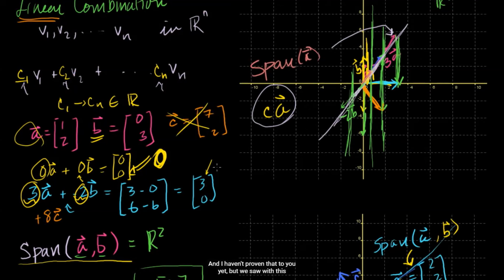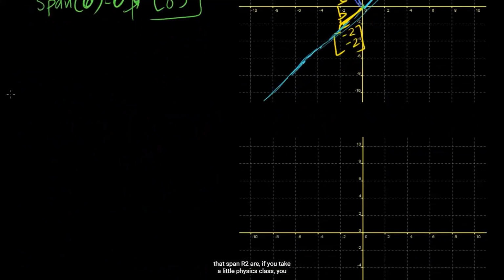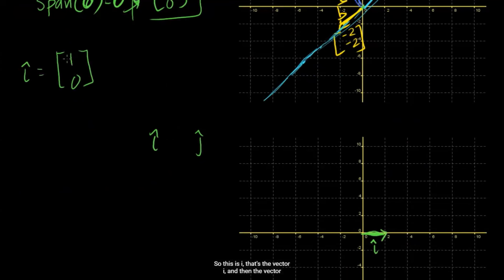I haven't proven that to you yet, but we saw with this example, pick this A and this B, you can represent all of R2 with just these vectors. Now, the two vectors that you're most familiar with to span R2, if you take a little physics class, are your I and J unit vectors. In R notation, the unit vector I that you learned in physics class would be the vector 1, 0. That's the vector I. And then the vector J is the unit vector 0, 1.